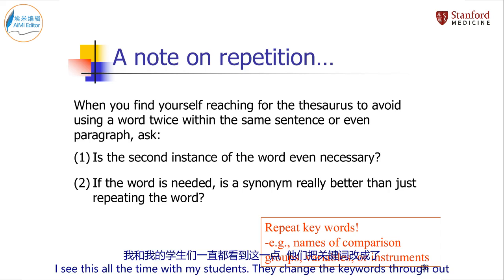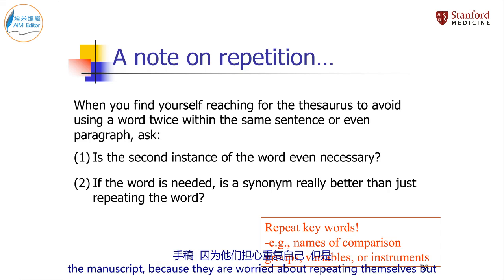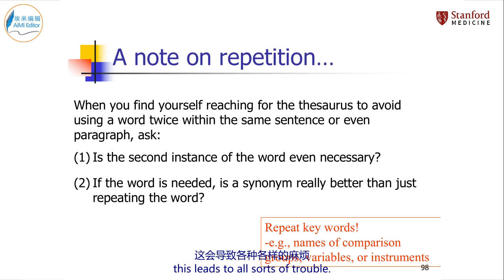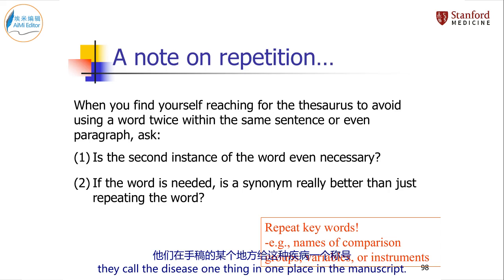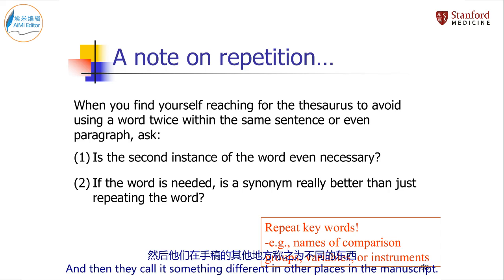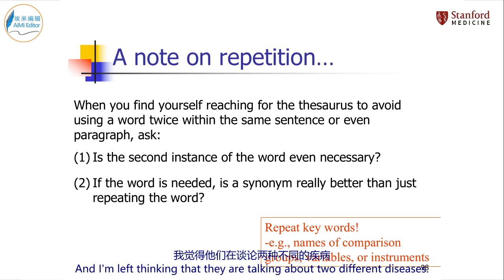I see this all the time with my students. They change the keywords throughout the manuscript because they are worried about repeating themselves. But this leads to all sorts of trouble. I've had students come in and they're working on a particular disease, and they call the disease one thing in one place in the manuscript, and then they call it something different in other places in the manuscript. And I'm left thinking that they are talking about two different diseases.